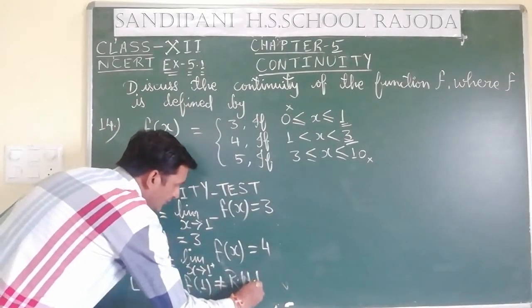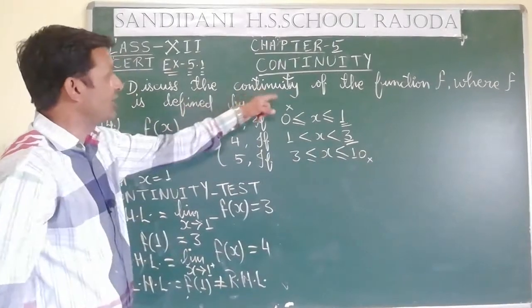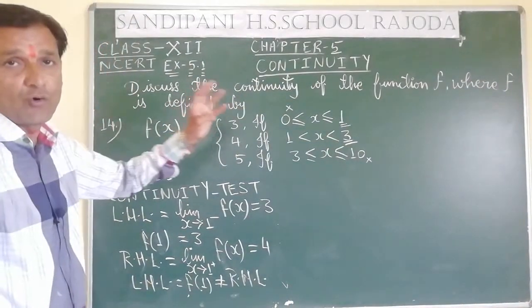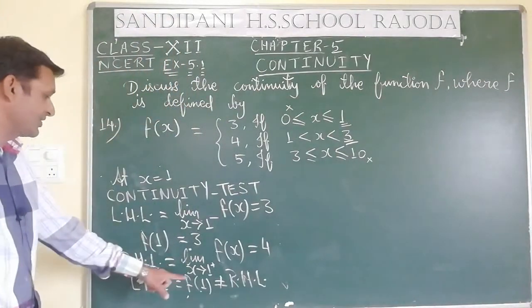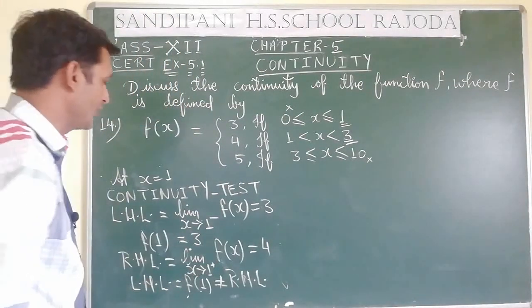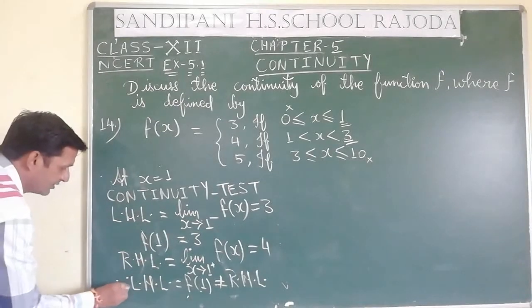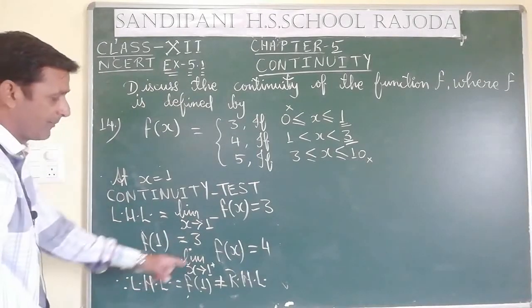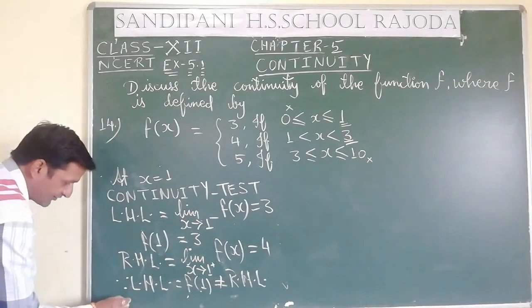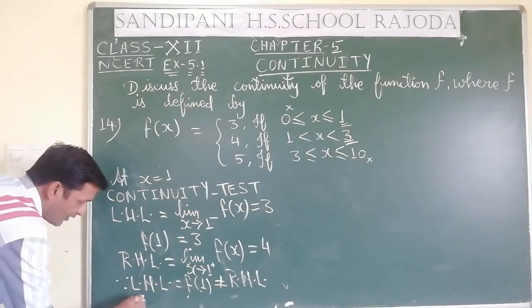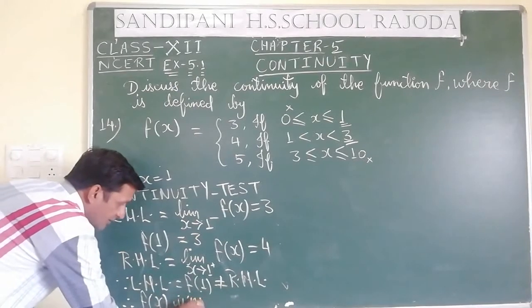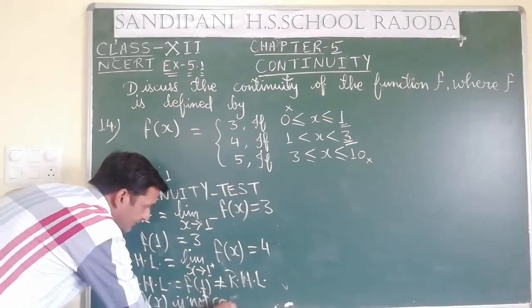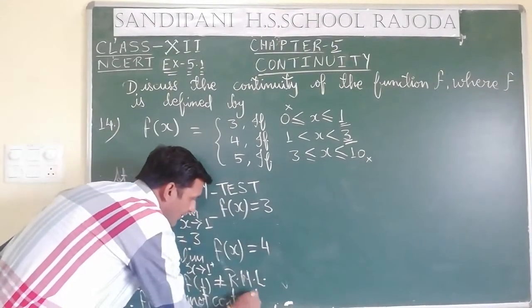Here what we are discussing? Continuity. We have to discuss continuity in the 14th, 15th and 16th questions. So LHL is equal to f of 1, but it is not equal to RHL. Therefore, f of x is not continuous at x is equal to 1.